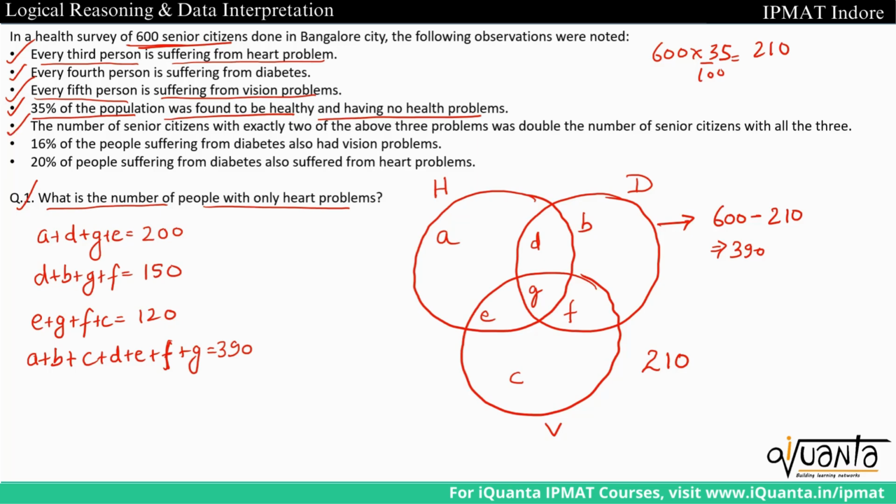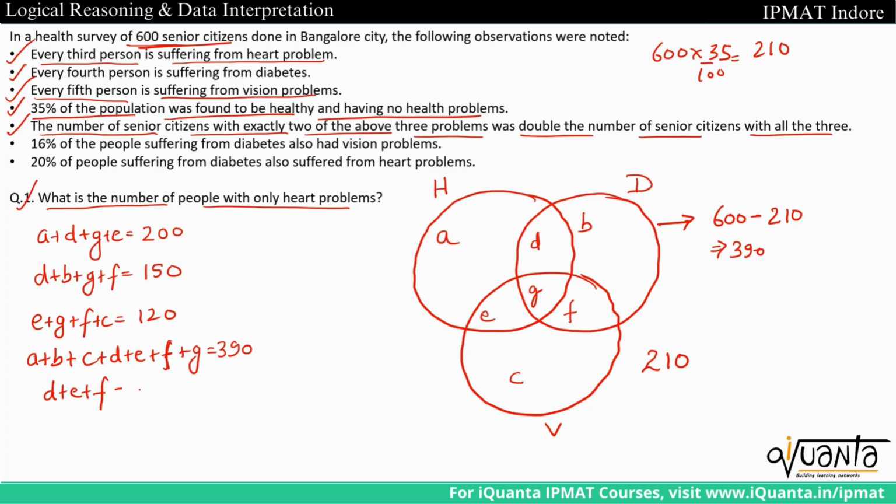The next clue is, the number of senior citizens with exactly 2 of the above 3 problems was double the number of senior citizens with all 3. So number of senior citizens with exactly 2 of the above 3 problems. So that means we have to look for all the regions that represent exactly 2 problems, and that is equal to D plus E plus F from the Venn diagram.